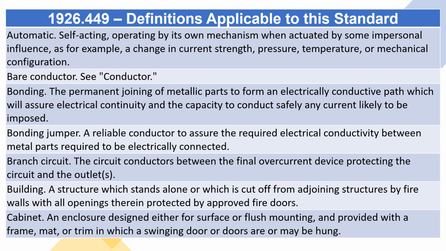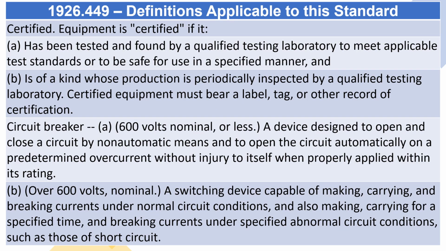Building. A structure which stands alone or which is cut off from adjoining structures by firewalls with all openings therein protected by approved fire doors. Cabinet. An enclosure designed either for surface or flush mounting, and provided with a frame, mat, or trim in which a swinging door or doors are or may be hung. Certified. Equipment is certified if it (a) has been tested and found by a qualified testing laboratory to meet applicable test standards or to be safe for use in a specified manner, and (b) is of a kind whose production is periodically inspected by a qualified testing laboratory. Certified equipment must bear a label, tag, or other record of certification.